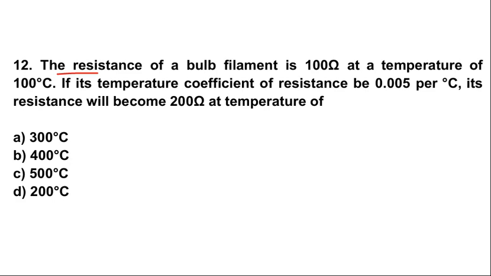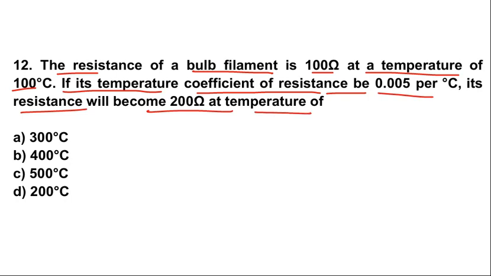Next question. The resistance of a bulb filament is 100 ohms at a temperature of 100 degrees centigrade. If its temperature coefficient of resistance is 0.005 per degree centigrade, its resistance will become 200 ohms at a temperature of? In this question, 2 temperatures and 2 resistances are given. For this we know the formula R1 equals R0 into 1 plus alpha T1. For the second resistance, R2 equals R0 into 1 plus alpha T2.